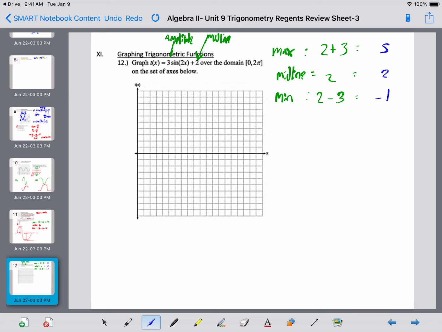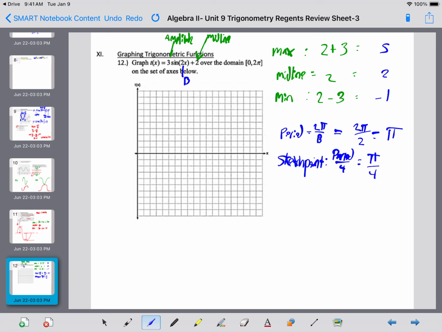Now, let's find the period. We know period is 2 pi over b. So your b is 2 in this case. So your period is pi. Your sketch point: we want to split our trig functions into 5 intervals. 4 intervals, 5 points. So you're going to do period divided by 4, and that's pi over 4.